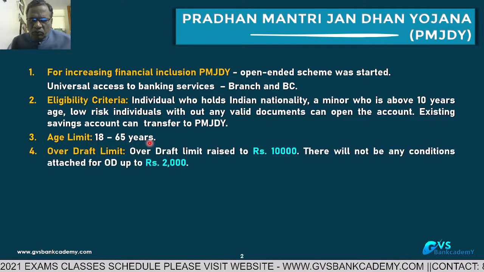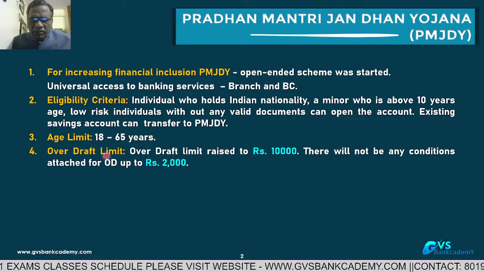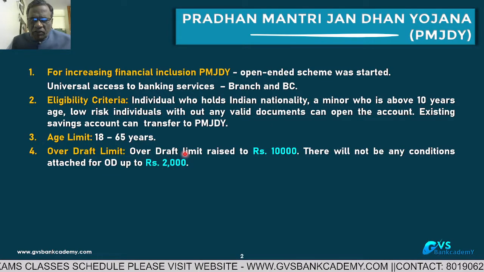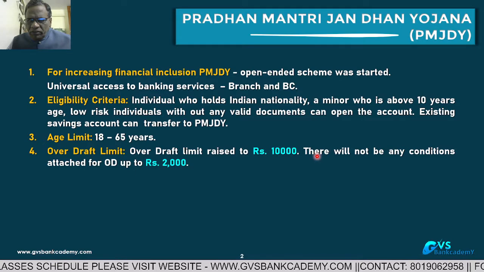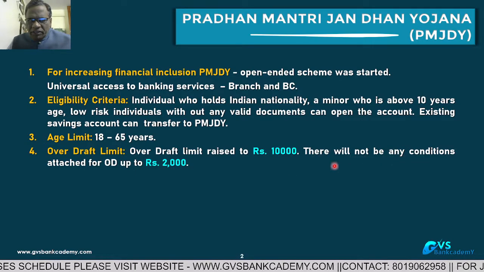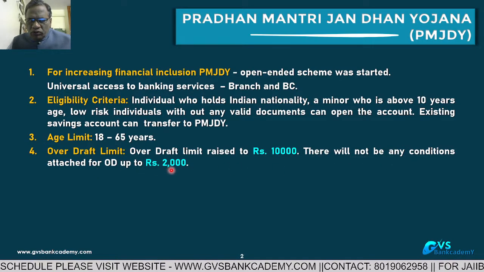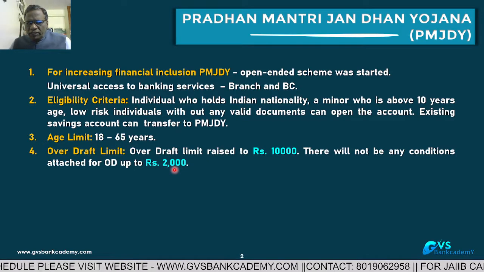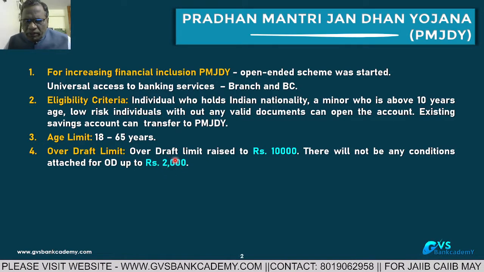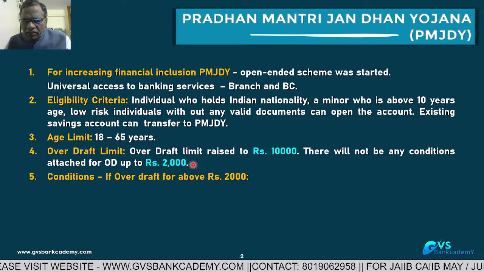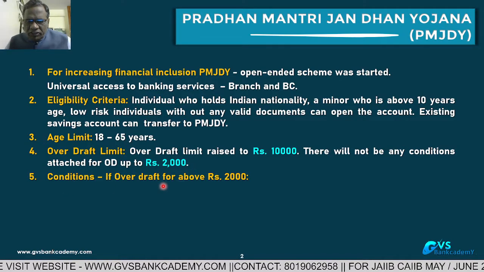Age limit for OD. How much OD are they eligible for, the overdraft limit. Now they have increased the overdraft limit to 10,000. Out of 10,000, there will not be any condition attached to OD up to 2,000. So, without seeing anything in the account, 2,000 OD is going to be given. For the remaining 8,000 rupees, there are some conditions.